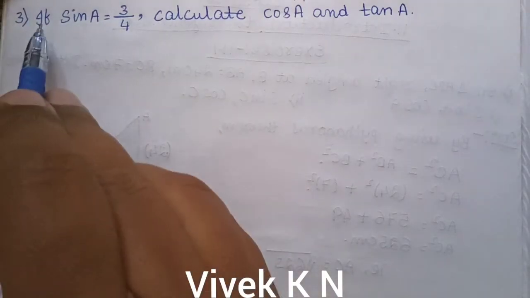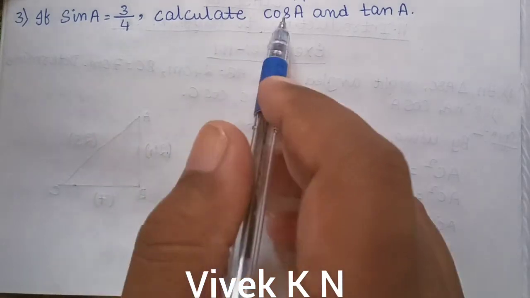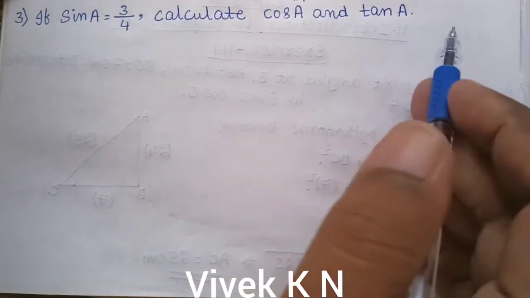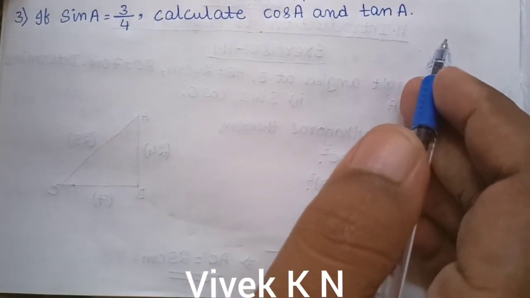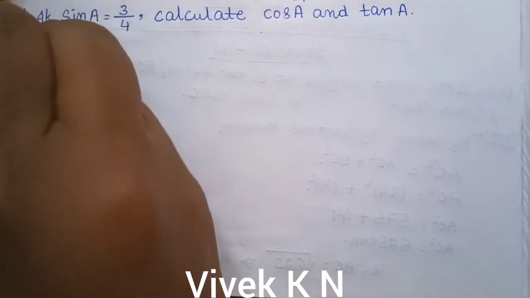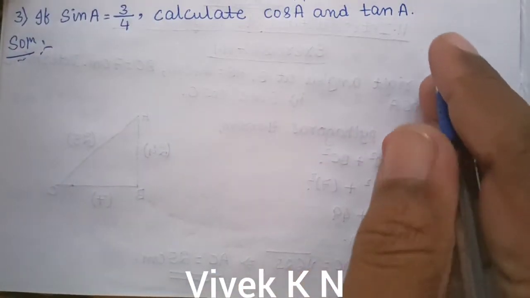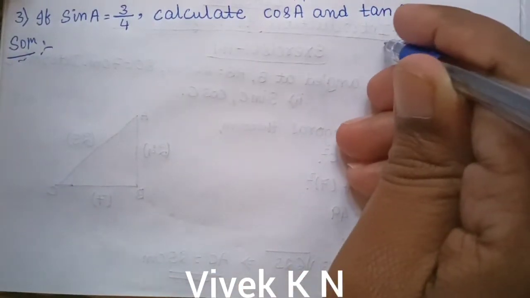Third question, if sin A is equal to 3 by 4, calculate cos A and tan A. So let's solve this problem. Solution. First let us draw the right angle triangle ABC.